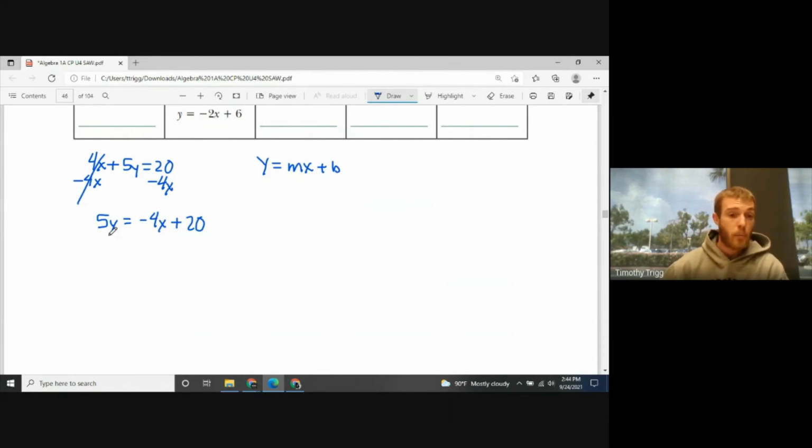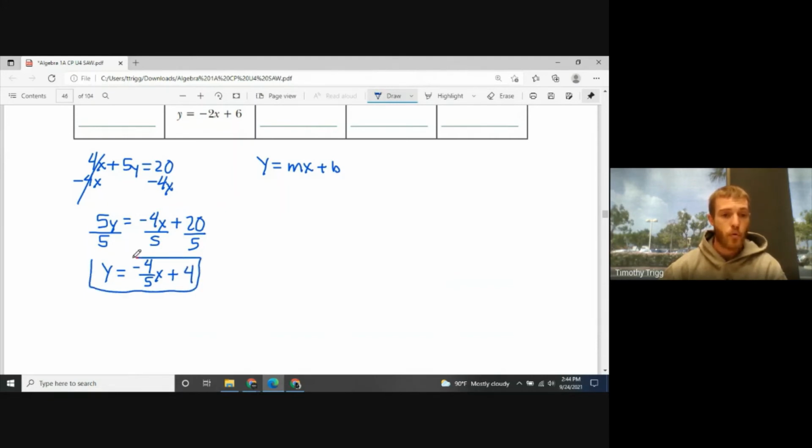Now the next step to get y by itself would be to divide by 5 on both sides of the equation. So every term gets divided by 5 here. So that'll be y = negative 4/5 x, and then this divides evenly, so that's nice. 20 divided by 5, that's plus 4. And now you are in slope-intercept form. You see that? So that's how you go from standard form to slope-intercept form. You're just solving for y.